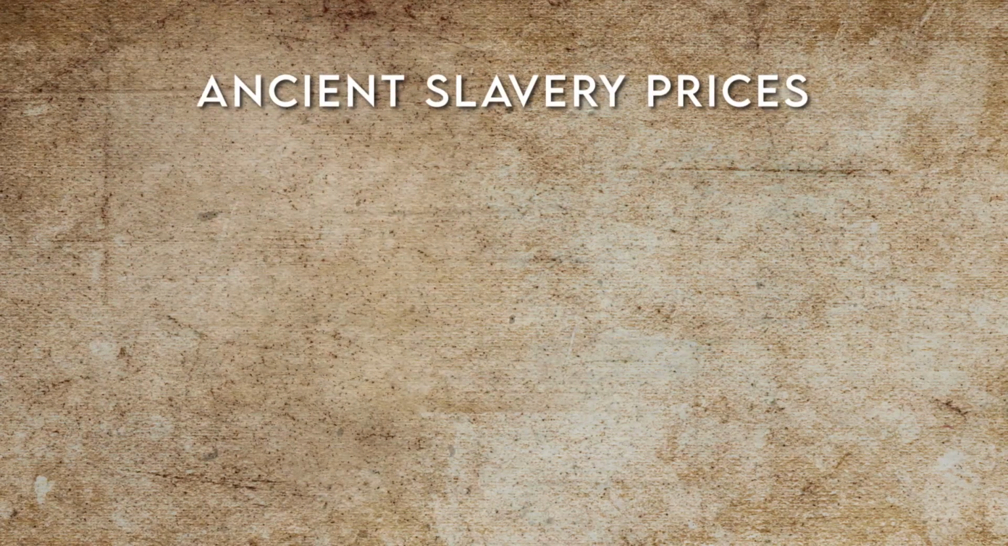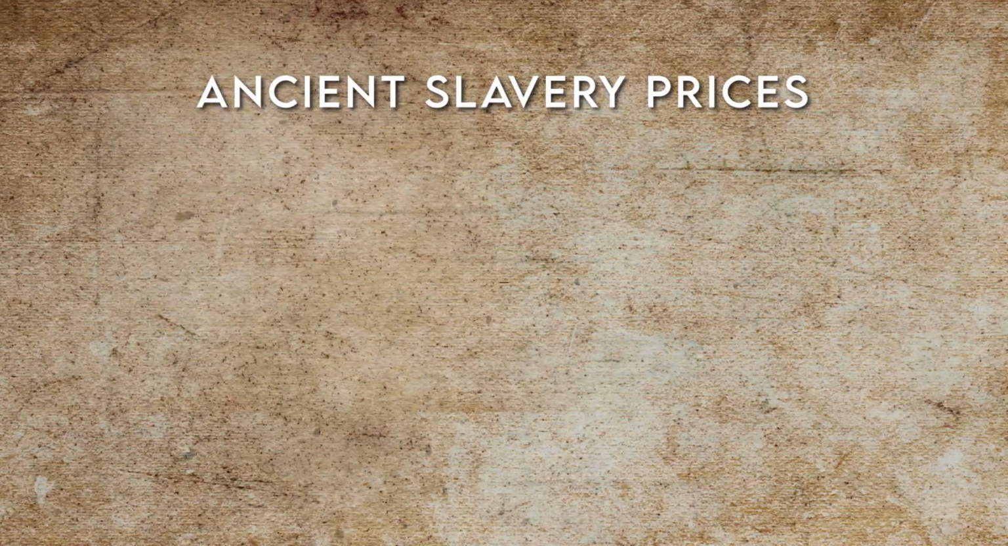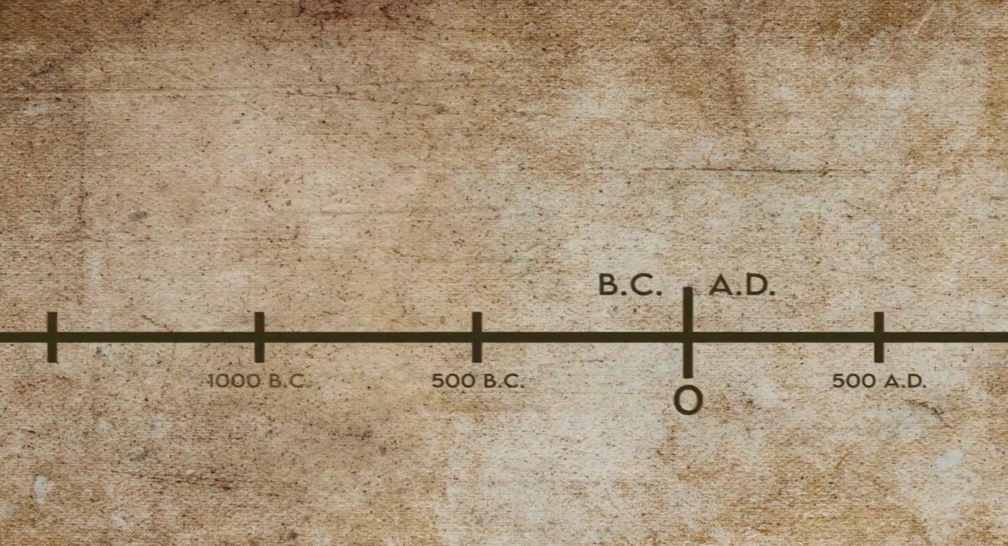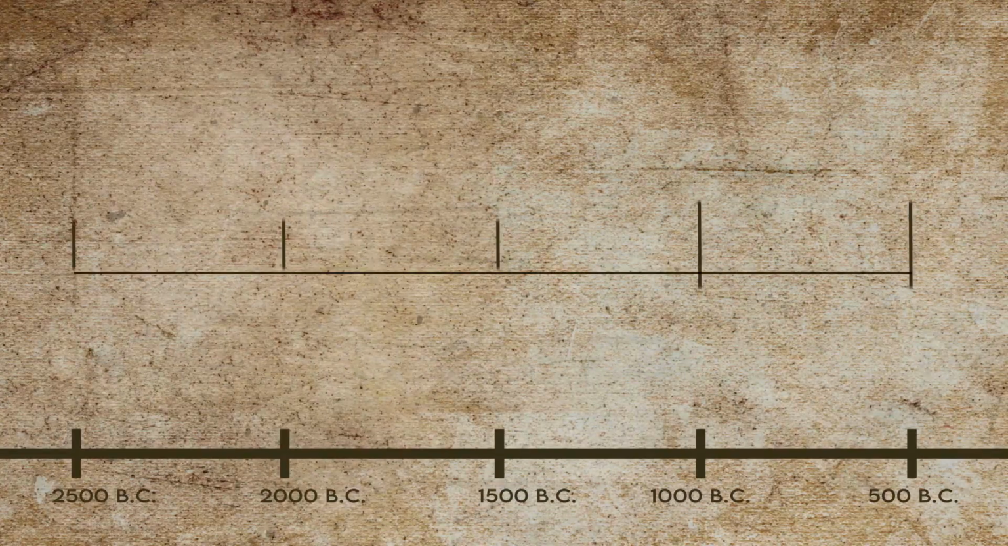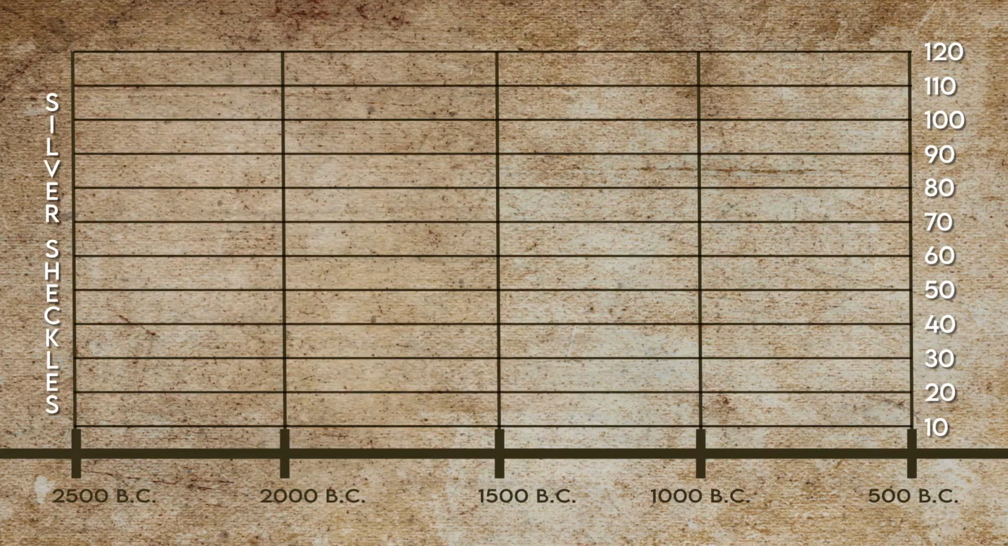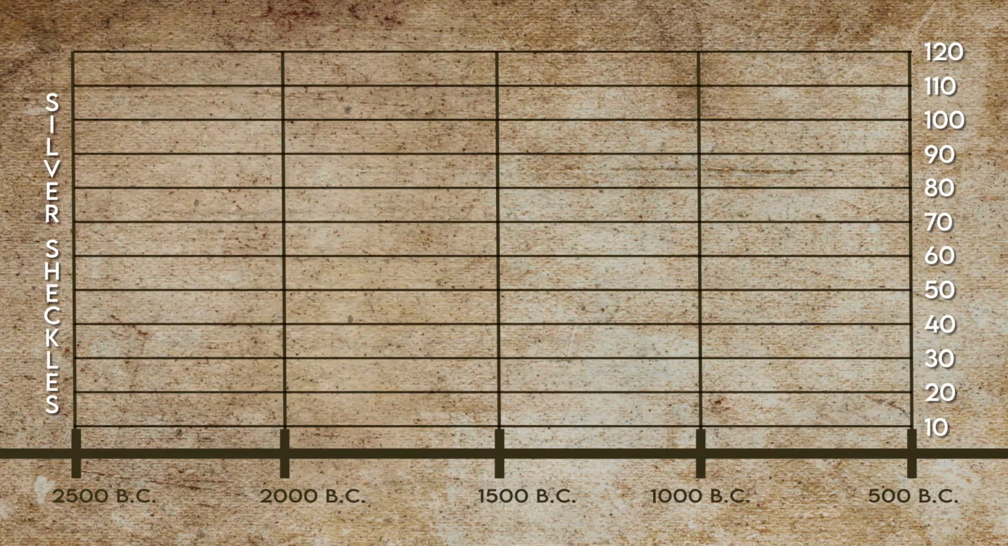Let's take another of Kenneth Kitchen's examples where the biblical writers use information from their day that would not have been available to some later hypothetical Jewish writer. We'll use the price of slaves in the ancient Old Testament world. Let's make a chart going back in time and then put the prices in silver shekels on the vertical axis. In today's pricing, a silver shekel would be worth about $7.27.